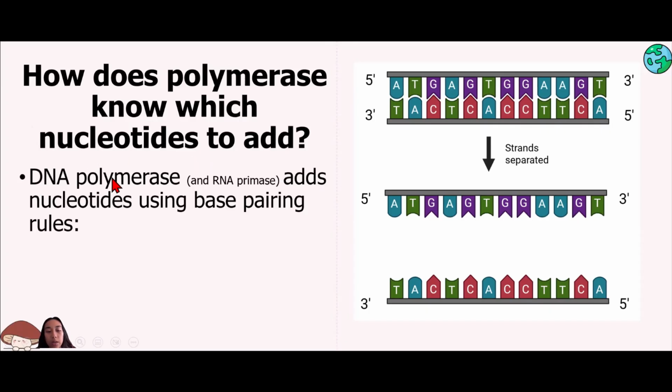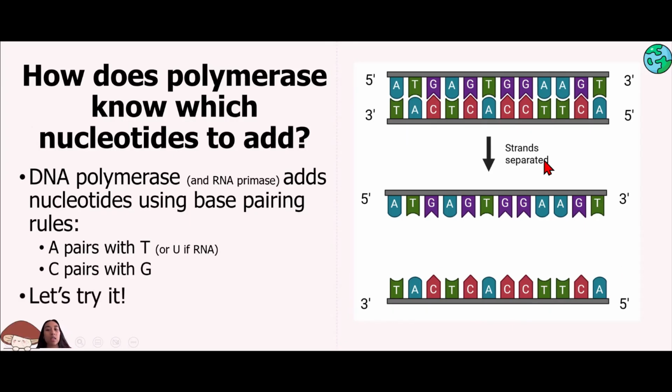So DNA polymerase, and also RNA primase, by the way, any kind of molecule that is adding nucleotides to create DNA or RNA, the way it works is it uses the base pairing rules. As a reminder, A pairs with T, or if we're talking about RNA, that's going to be U, and then C pairs with G. So what I wanted to do in this diagram is try it out. Let's act like we are DNA polymerase.